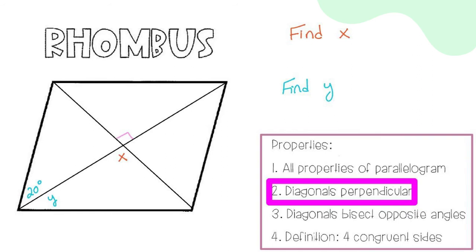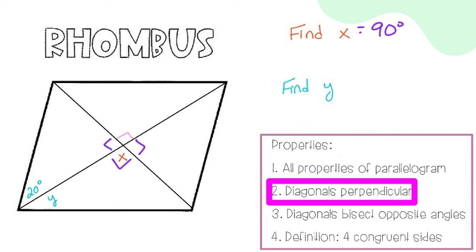Let's do the same thing here. We're looking at the diagonals are perpendicular. So if I know the diagonals are perpendicular, I know then that all of these center angles must be 90 degrees. So x is 90 degrees. And this is true for my rhombus.